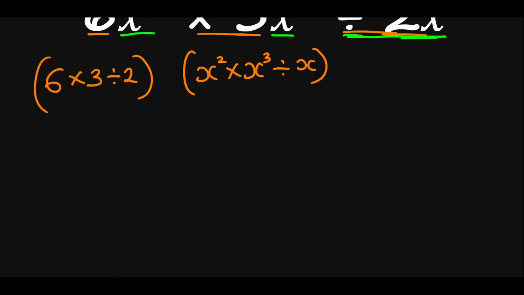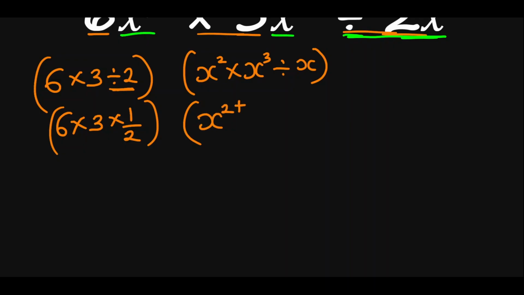Now, because we want to cancel out the numbers, we will change this divided by 2 to multiplication. So it gives us 6 times 3 times 1 over 2. Then for the x, if we apply laws number 1 and 2, it gives us x raised to the power 2 plus 3, because this x raised to the power 2 and 3 are multiplying themselves. But because this is divided by x, and this x has 1 here, anytime you don't see any power, it is 1. So because it's divided by, it will now be minus 1 based on the second law.